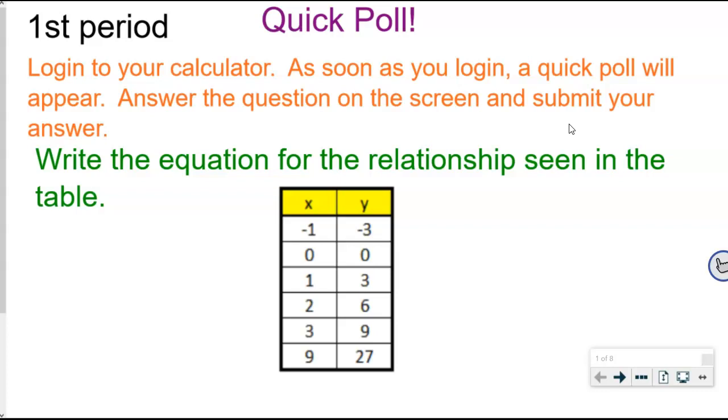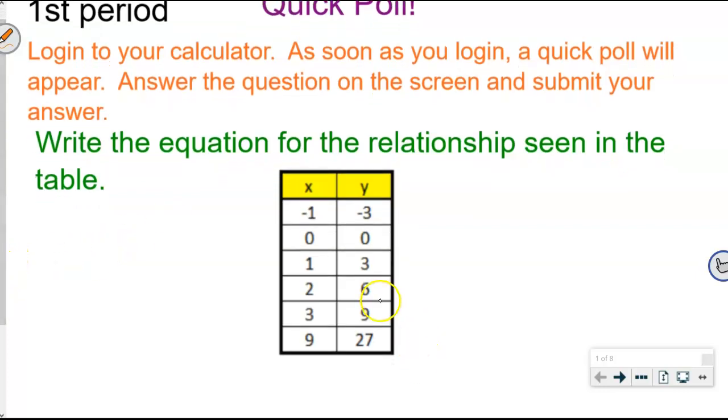So to get started, we have this warm-up: write the equation for the relationship that you see in this table. Pause the recording until you've got your equation written, and we'll go over it when we return. When we're asking for an equation, we're asking for the relationship between x and y. How does an x change to become a y? And the first step in that is finding that constant of proportionality.